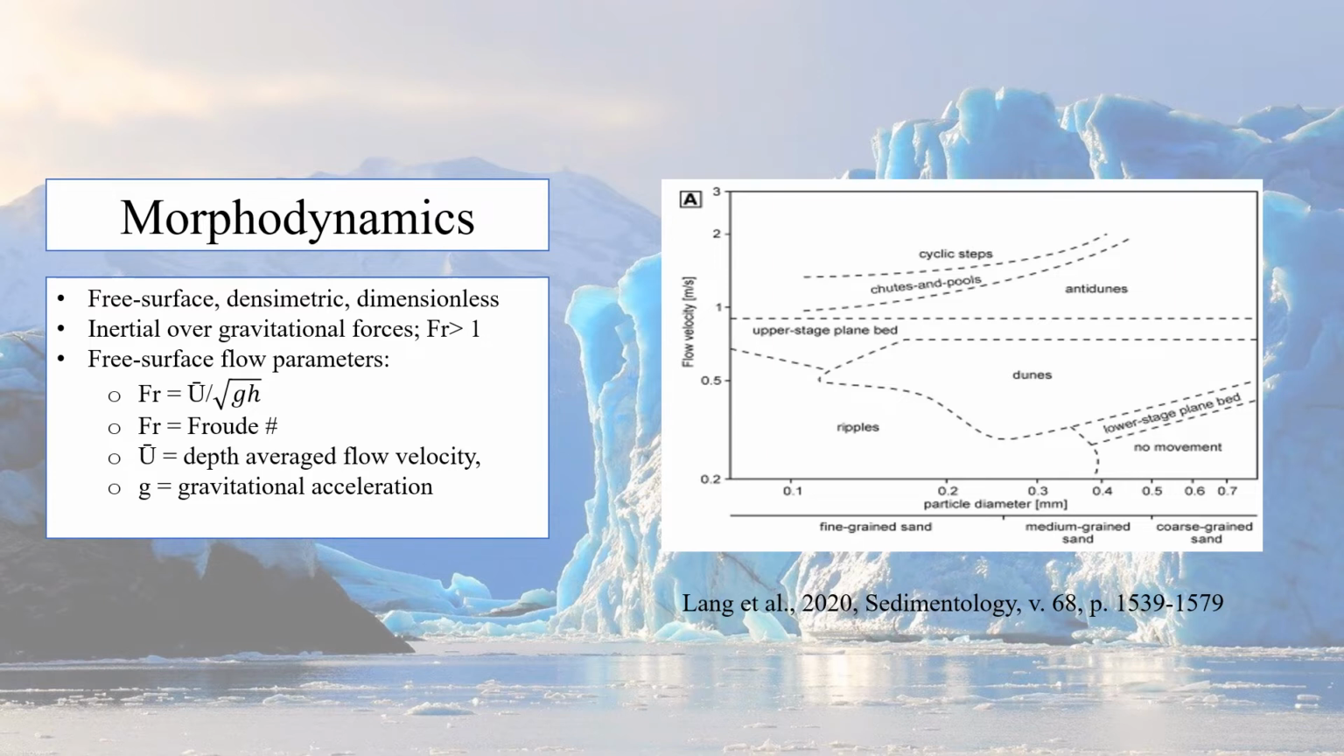As we already know, supercritical flows are characterized by inertial over gravitational forces with a Froude number greater than 1, so we can expect that high flow velocities will dictate the formation of these bedforms. Looking at the figure to the right, the upper flow regime bedforms that we are going to focus on are antidunes, chutes and pools, and cyclic steps.